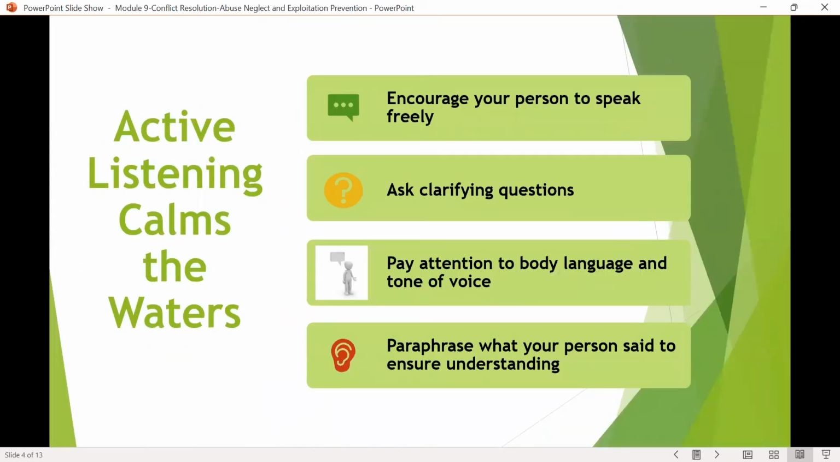The first step is active listening. In Module 7, we explored active listening and how it is a key factor in resolving conflicts and building relationships. You are using active listening skills when you encourage your person to speak freely, when you ask clarifying questions, and pay attention to body language and tone of voice, and when you paraphrase what your person said to ensure understanding.